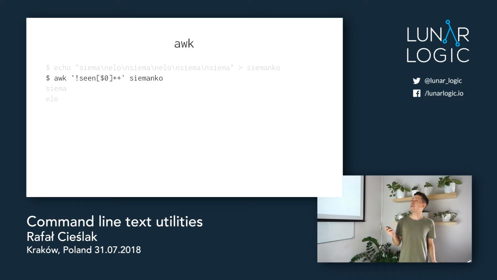So here $0 represents the content of the whole line. Square brackets are for array access. So what this program does is that for each line of the file, it increments a node in that array and prints the line if the content of that node was not previously set. So it's kind of terse, but it's not magic. Awk is something that can be understood.